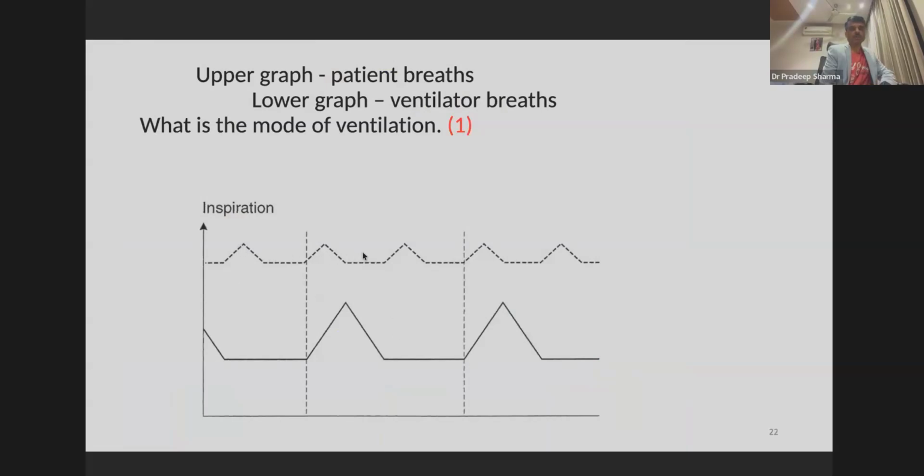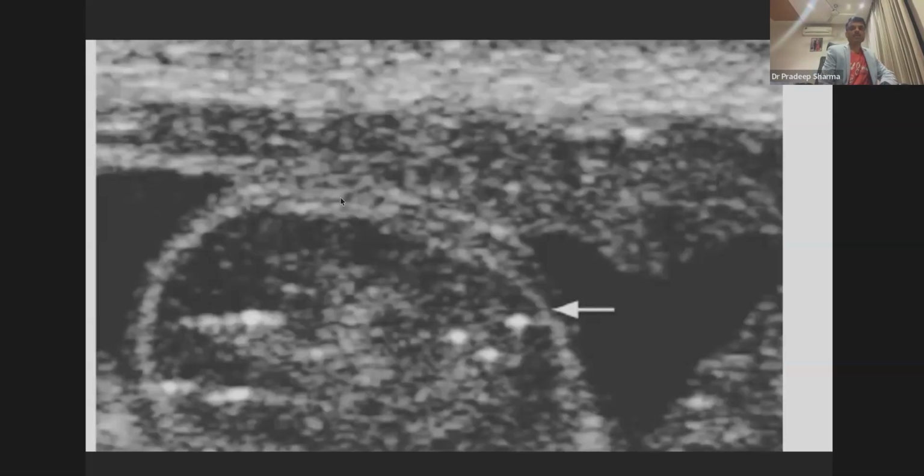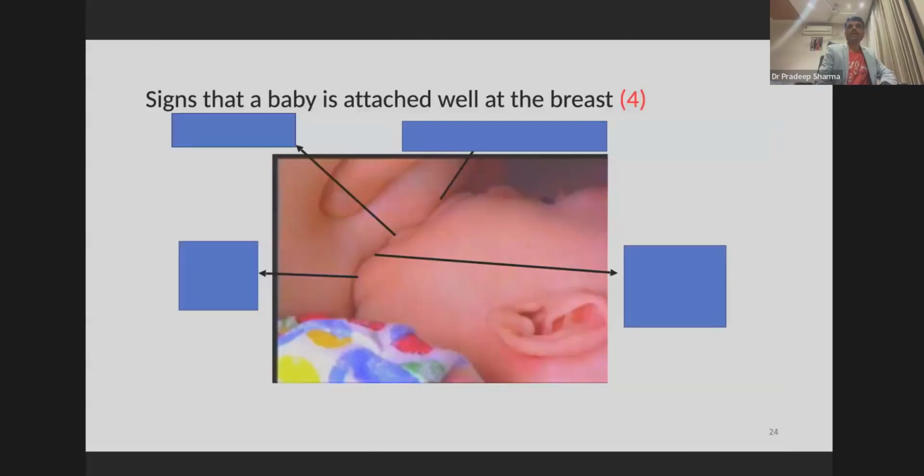Mode of ventilation. Patient on spontaneous. This is patient's breaths. This is ventilator breaths. So some of the breaths are synchronized, others are not supported. So this is SIMV. Ultrasound abdomen. This is NEC. Very thin bowel with free fluid. So NEC with impending perforation.